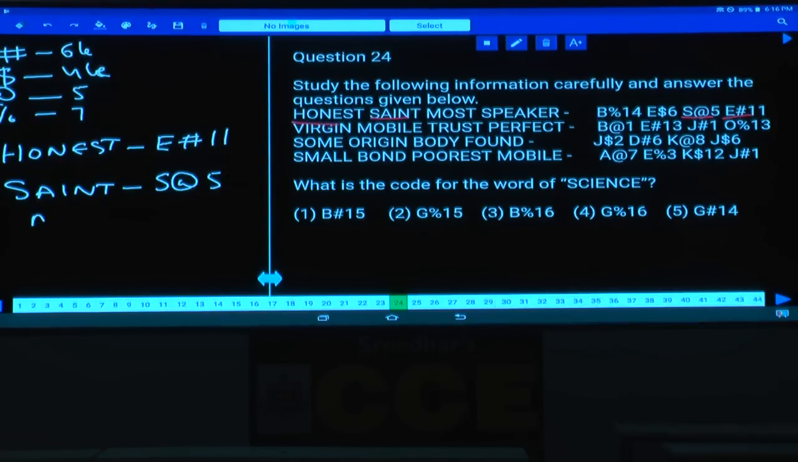MOST. Tell me what is the code to the word MOST? MOST is a 4 letter word, and what is the symbol here? Dollar, and $6. $6 stands for what? $6 stands for a 4 letter word. 4, 5, 6 were done.